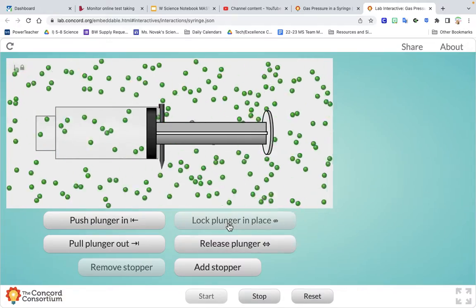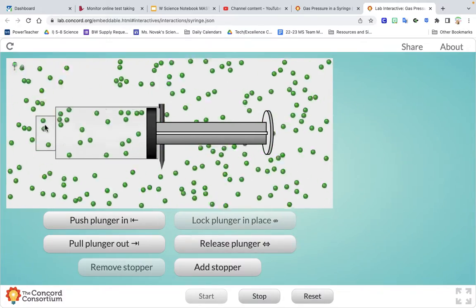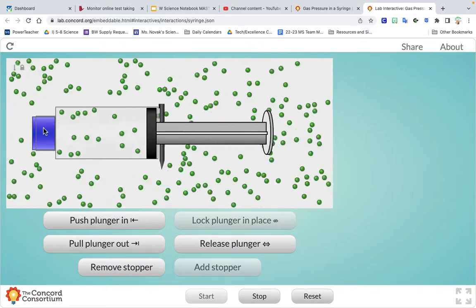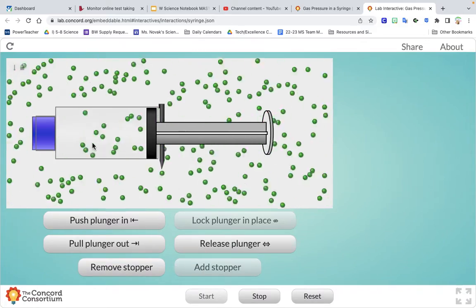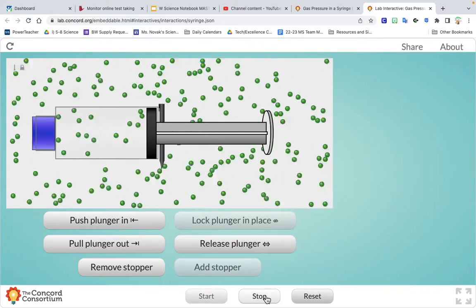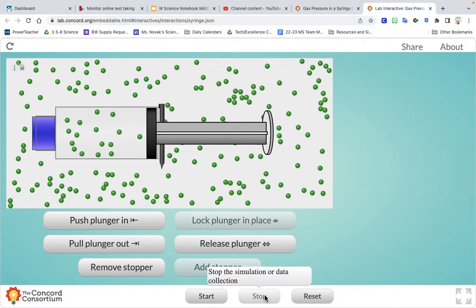We're going to lock that plunger in place so that it's staying still and we have the air particles that are inside. We're going to add the stopper. And that means that all these air particles are now trapped inside of the syringe. So let's press stop. Right now, we can see we have all of these air particles. We have 1, 2, 3, 4, 5, 6, 7, 8, 9, 10, 11, 12, 13, 14, 15, 16. We have 16 air particles inside this syringe.